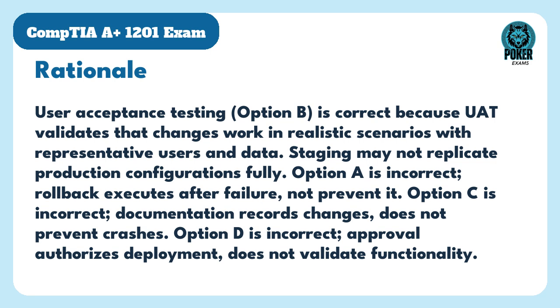Option A is incorrect. Rollback executes after failure, not to prevent it. Option C is incorrect. Documentation records changes, it does not prevent crashes. Option D is incorrect. Approval authorizes deployment, it does not validate functionality.